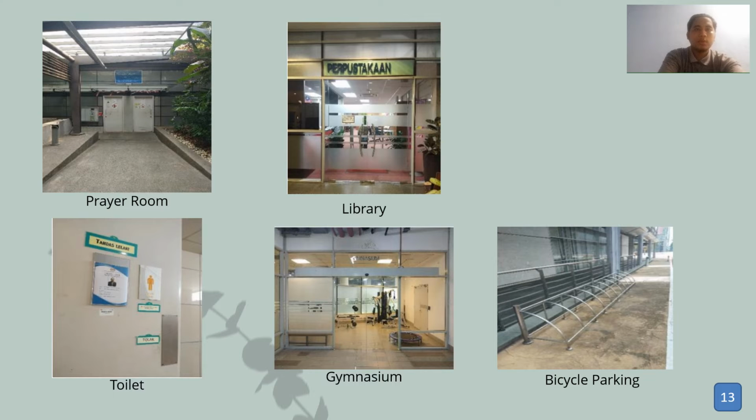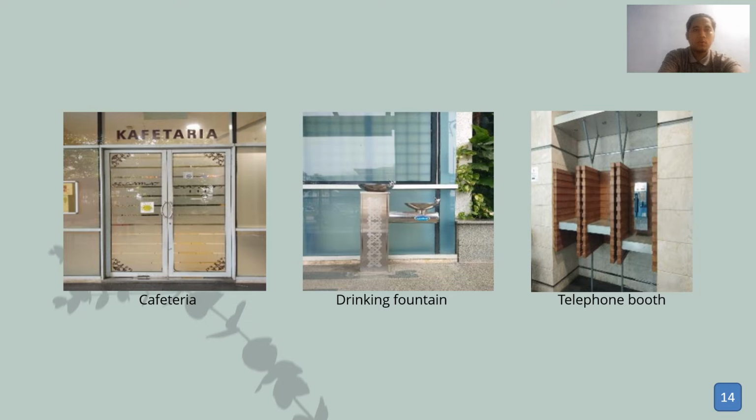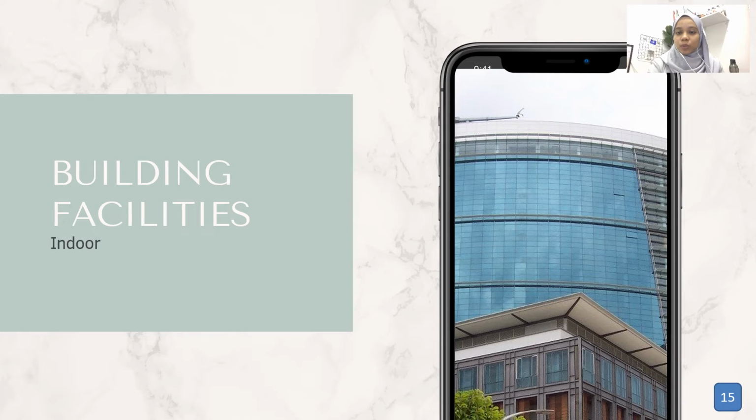This is the example of the immovable asset at the Wisma Sumber Asli Putrajaya. We have prayer room, library, toilet, gymnasium and bicycle parking. We have more immovable assets examples, which are cafeteria, drinking fountain and telephone booth. Next, we will look into building facilities indoor.